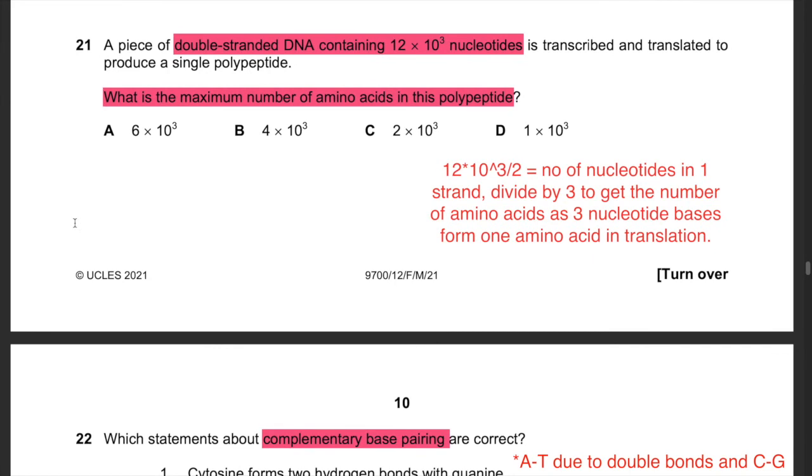Question 21. A piece of double-stranded DNA containing 12 × 10^3 nucleotides is transcribed and translated to produce a single polypeptide. What is the maximum number of amino acids in this polypeptide? So they have given double-stranded DNA, therefore two strands, has 12 × 10^3 nucleotides. Therefore, in order to get one strand, you need to divide by 2. The total number of nucleotides divided by 2 will give you the number of nucleotides in one strand. That answer you divide by 3 to get the number of amino acids, as 3 nucleotide bases form 1 amino acid in translation. If you remember the process of translation, 3 bases form 1 amino acid. Hence, the answer is C, 2 × 10^3.